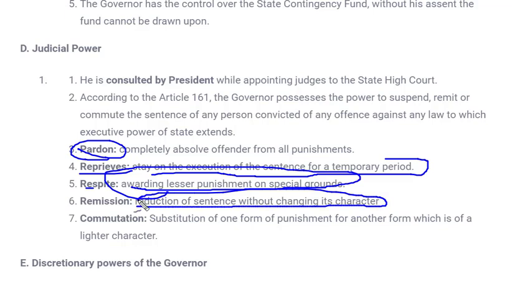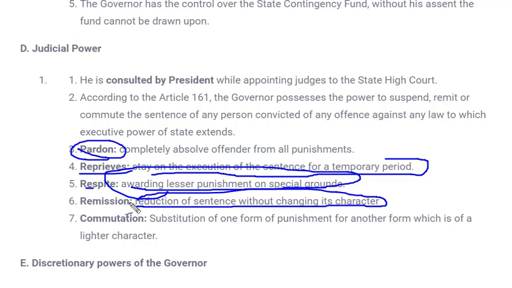We have discussed all these yesterday also in the case of the president. I am discussing them again here so that it gets revised. You can see that these powers are similar to the president's, but those were at central level, a higher level. Over here, these powers of the governor, or judicial powers, are at state level. So what is remission?